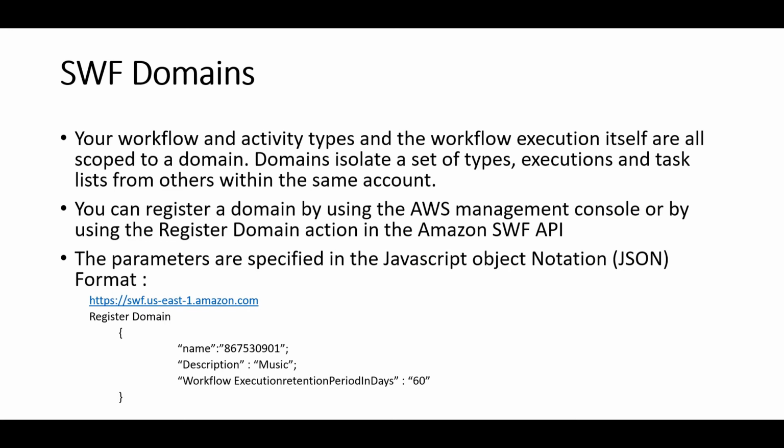So SWF domain: your workflow and activity types and the workflow execution itself are all scoped to a domain. Domains isolate a set of types, executions and task lists from others within the same account. You can register a domain by using the AWS Management Console or by using the RegisterDomain action in the Amazon SWF API. The parameters are specified in JSON, and this is one of the examples you can take.